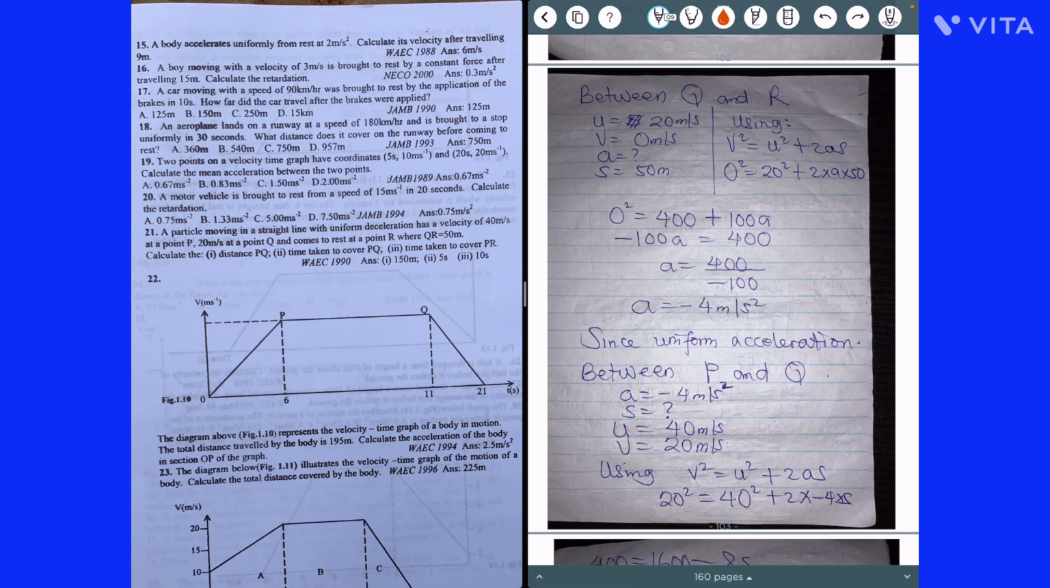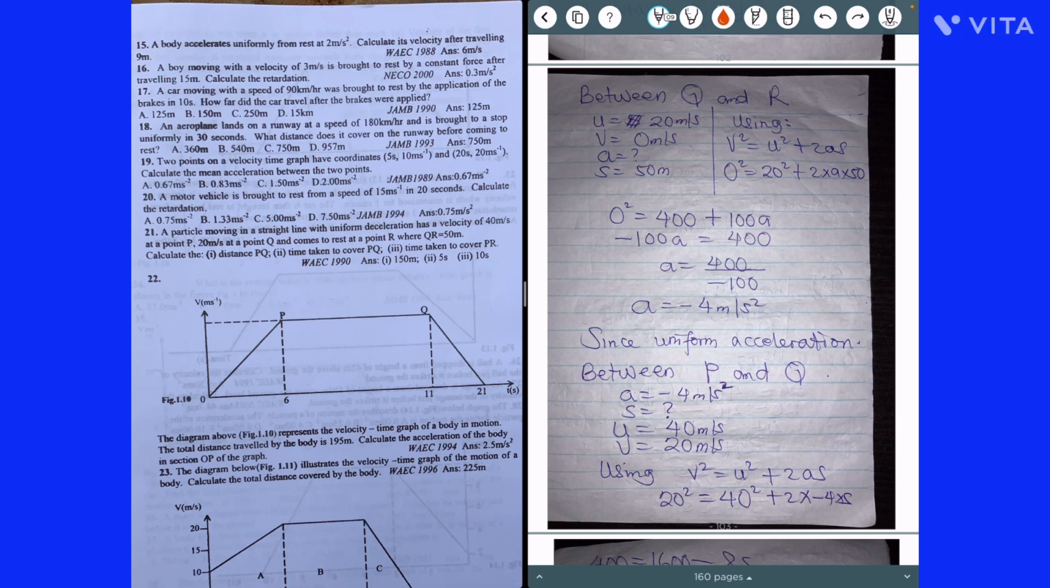That gives you what? 0 is 400 plus 100a. And that gives minus 100a is 400. So a is 400 over minus 100. A is minus 4 meters per second squared. So since the acceleration is uniform, or since the deceleration is uniform, it means that between P and Q also, deceleration was minus 4 meters per second squared. I hope you are getting that.